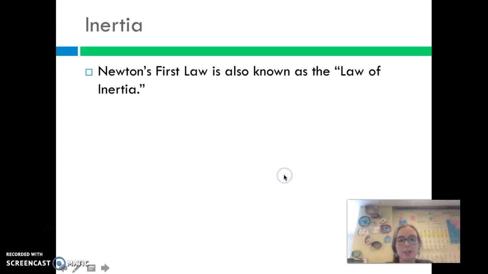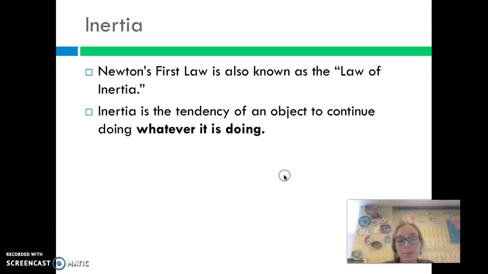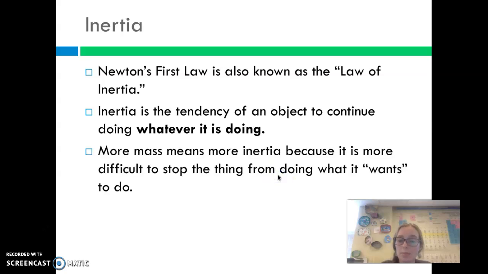Next, we're talking about inertia. Newton's first law is also known as the law of inertia. You've probably heard this word before. But the scientific definition is that inertia is the tendency of an object to continue doing whatever it is doing. More mass means more inertia because it is more difficult to stop the thing from doing what it wants to do. And we'll talk about all sorts of examples of this in class.